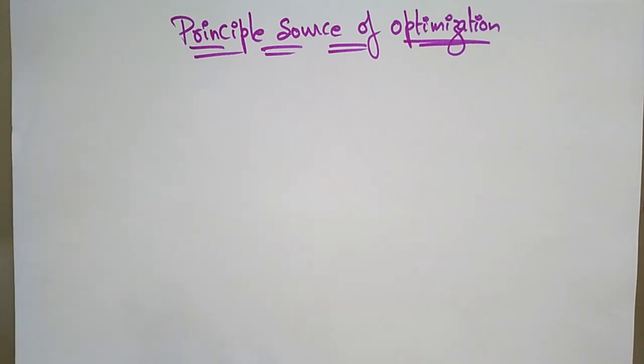Coming to the next topic in the subject compiler design, the principal source of optimization. So what's the main principal source of optimization? Code optimization is one of the levels in the compilation process, and it comes under the back end. The code optimization, the code generation, and the target machine all come under the back end of the compiler. Now let's see what the main principal source of optimization is.